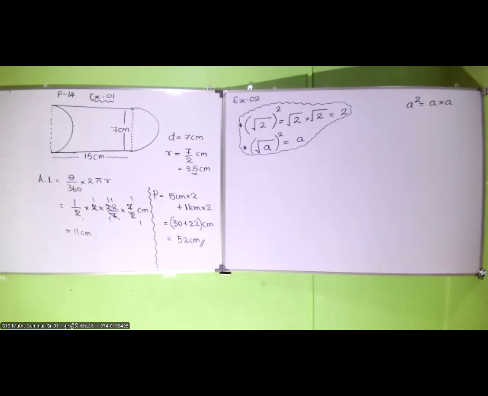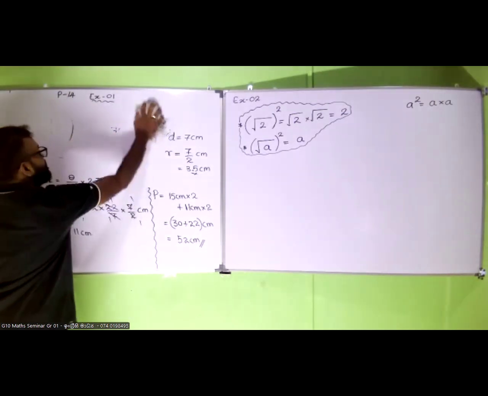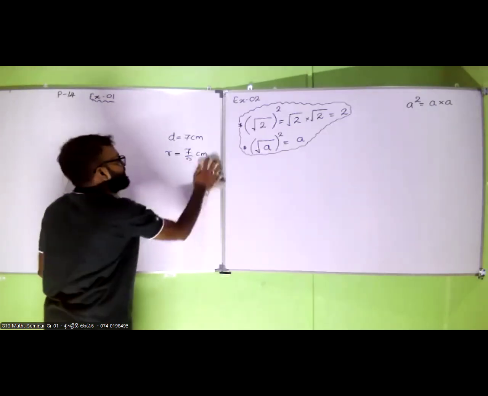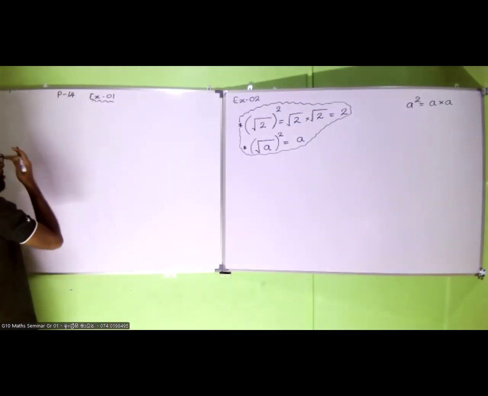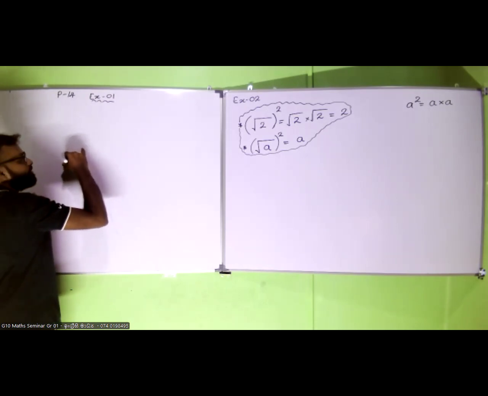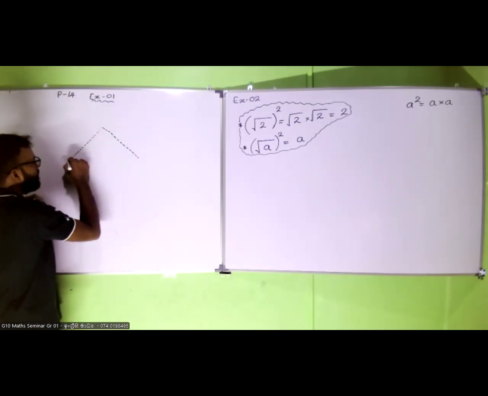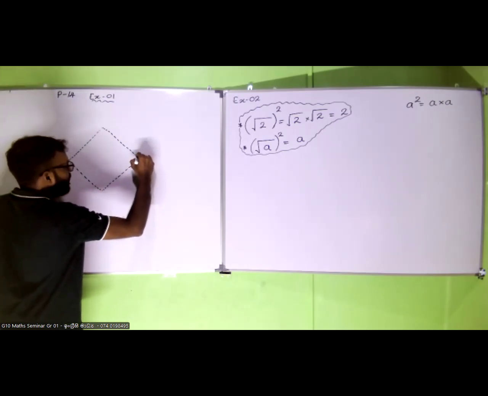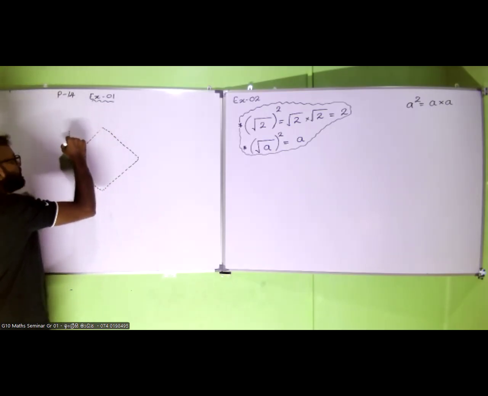Right. Okay. I will draw the figure so that I can explain it very well. You know what, it is easy, very easy. So it is something like this. I will draw the square first, then I will draw this square.